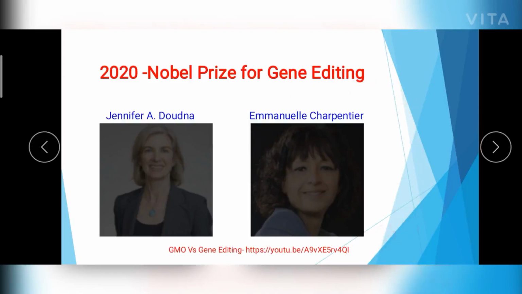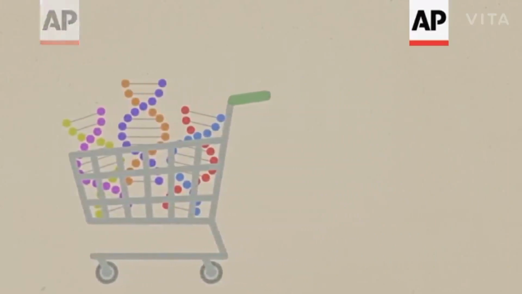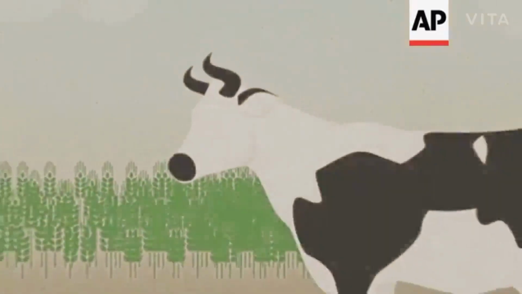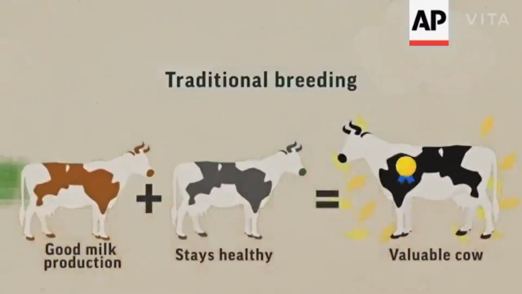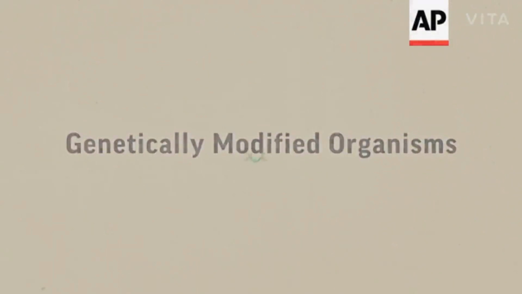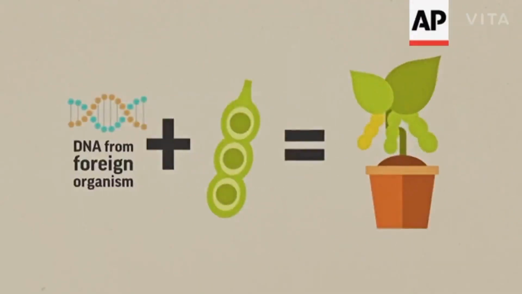in the coming video. Gene-edited food could be coming soon to a supermarket near you. What is it, and how is it different from GMOs? First, let's rewind. Farmers have been cultivating crops and animals for centuries through breeding. Then came genetically modified organisms. That's when genes are taken from one organism and inserted into another.